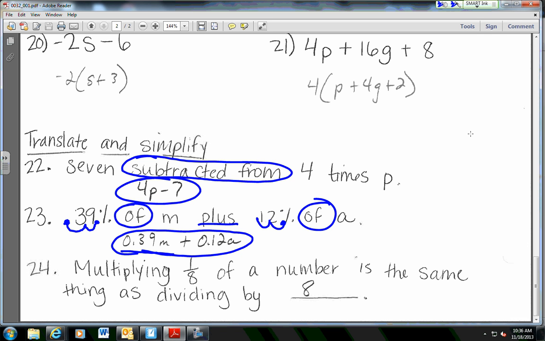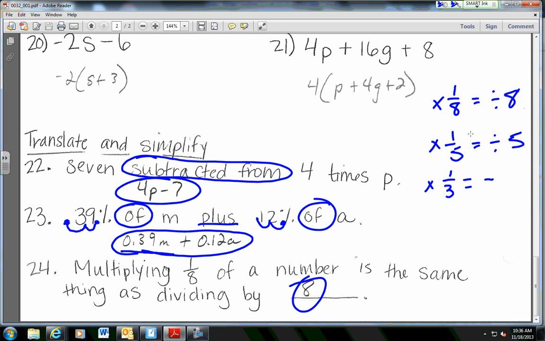24, multiplying 1/8 of a number is the same thing as dividing it by, and the answer would be 8. So that's always the case. So multiplying by 1/8 equals dividing by 8. They do the same thing. Multiplying by 1/5 equals dividing by 5. Multiplying by 1/3 equals dividing by 3. Multiplying by 1/12 would be the same thing as dividing by 12. Multiplying by 1/2 is the same as dividing by 2.